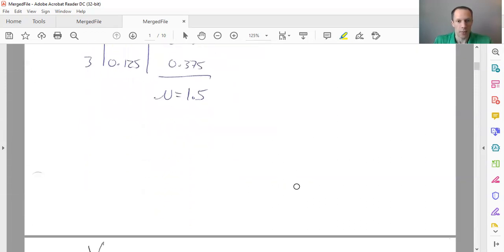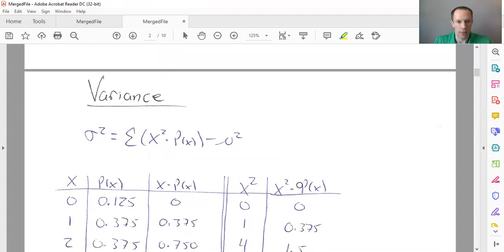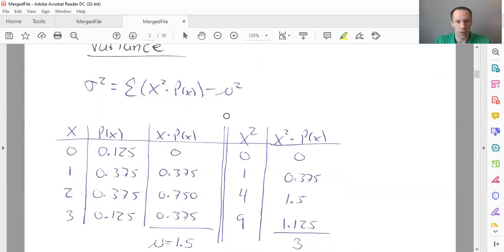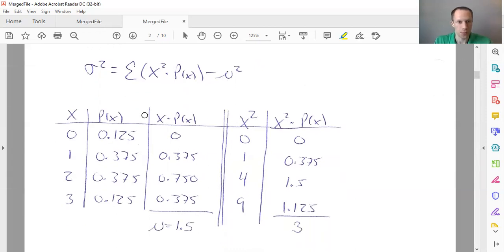Okay, so we could talk about the mean of the distribution. We could also talk about variance and standard deviation. So if you want to calculate the variance of a discrete probability distribution, here's the formula. You're going to take the summation, remember our summation sign, of x squared times p of x. Now once you've got that summation, then you have to subtract the mean squared. Okay, so let me show you how you can work this formula out.